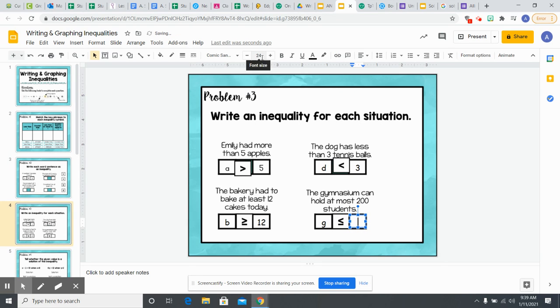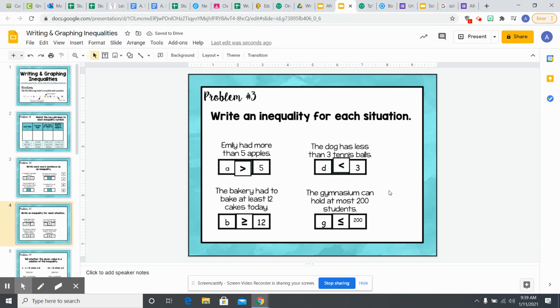Let's make that a little less. Let's try 14. There we go. All right, so there are our answers for that page. I'm going to go ahead, remember, pause anytime you need to. I'm going to go ahead and backspace all this.